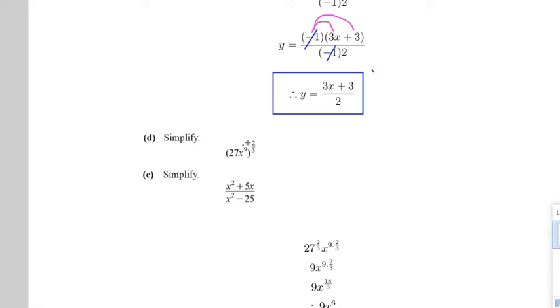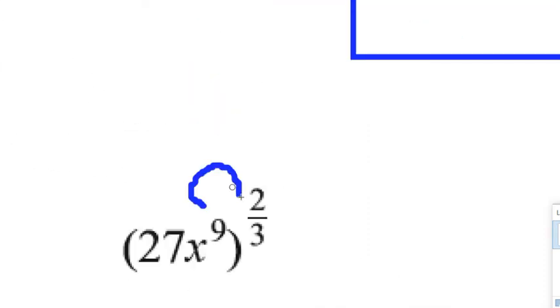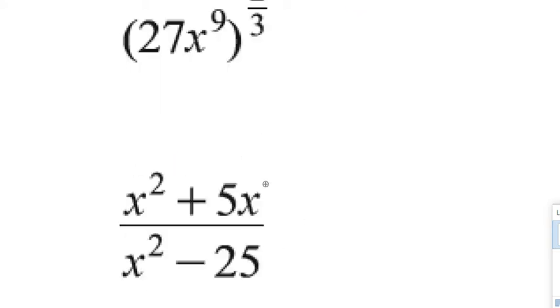And this is where a lot of individuals might lose marks. They tend to expand this one here. So they will do, let's zoom in a little bit, 2/3 times the 9, but they will forget to do 2/3 times the 27. That is the weirdest image, but whatever. Y'all get what I'm saying. Make sure you expand it out properly.